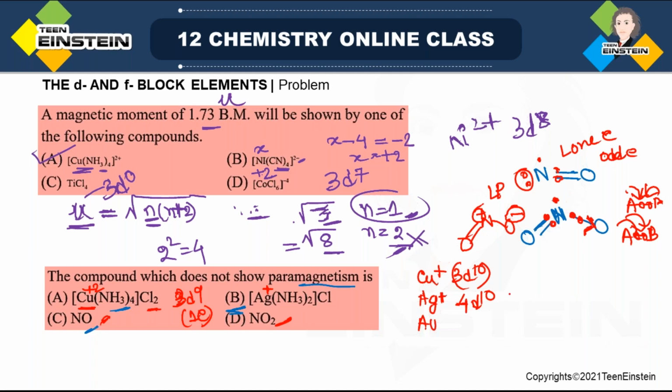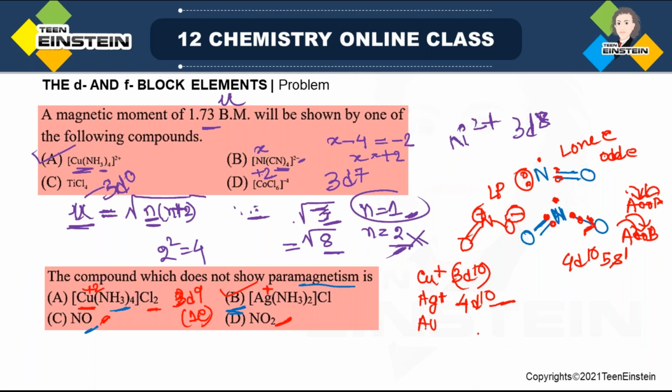Okay, and when it is neutral Ag, it is actually 4d10 5s1. So when you are removing one electron, because it is +1 oxidation state, it is 4d10. That means no unpaired electron, and no unpaired electron means no question of paramagnetism. So this is the correct option. Okay, any doubt?